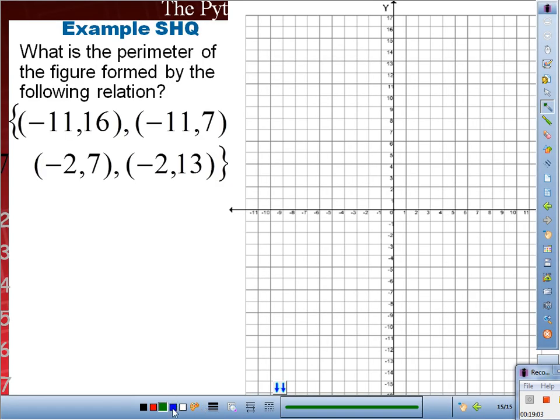As you're copying, I'm going to start plotting my points. Negative 11, 16, negative 11, 7, negative 2, 7, and negative 2, 13. Next, you're going to connect these 2 bottom points like so. This one to this one. This one to this one. And this one to that one.